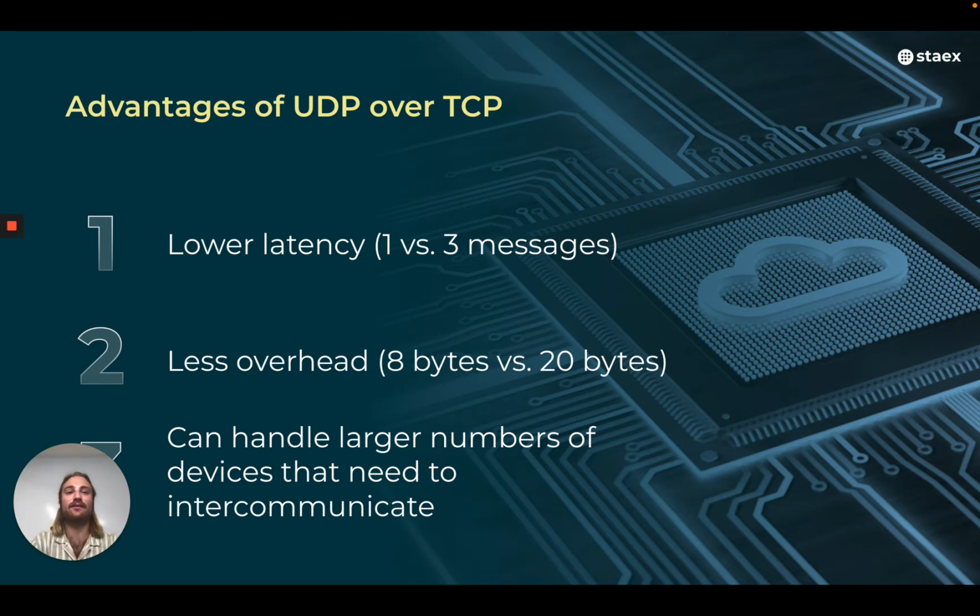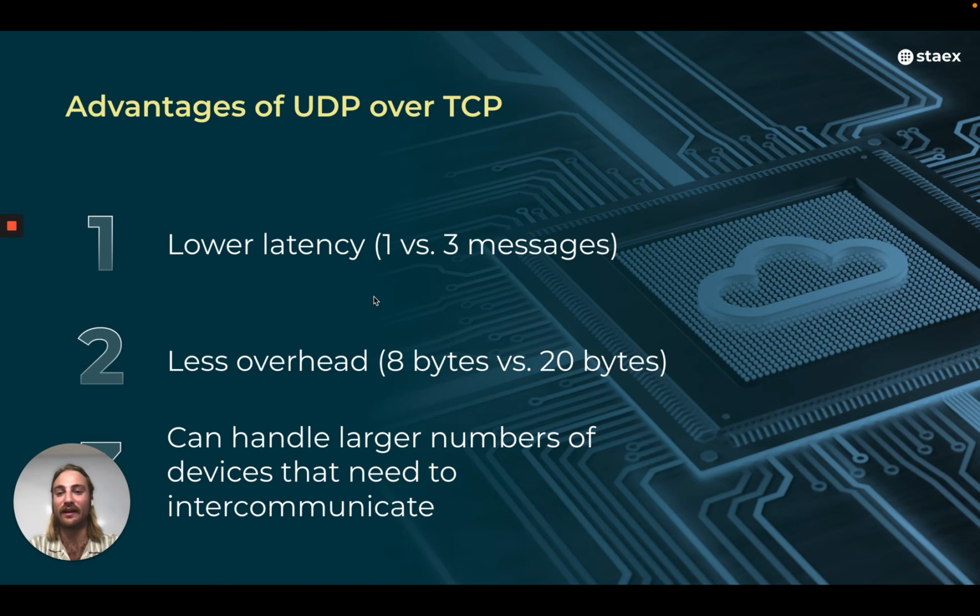So if we have these two different protocols, what's really the difference? Why wouldn't we want to use TCP all the time? Now, oftentimes we do, but there are certain advantages of UDP over TCP. So for one, it has lower latency. We saw there's one message that has to be sent through the network versus 3 with TCP.